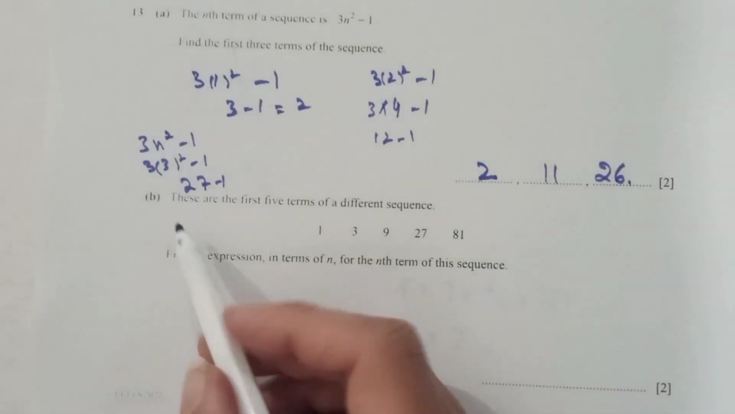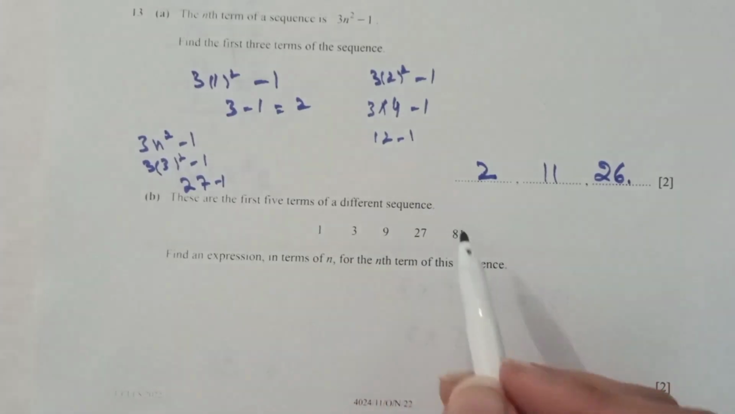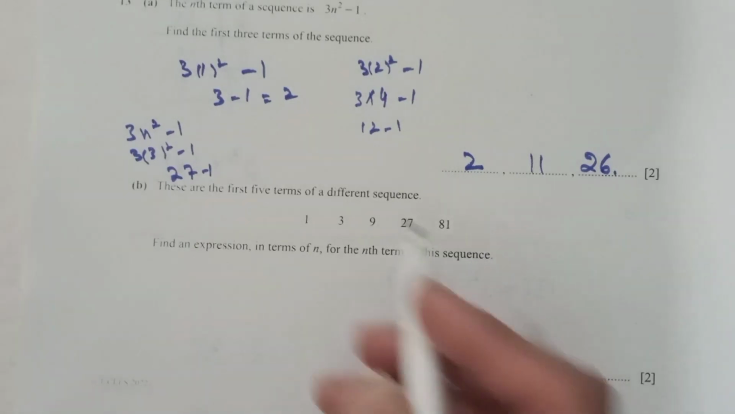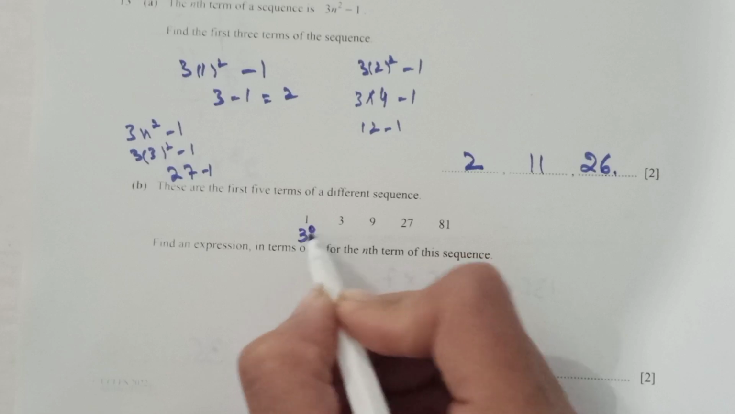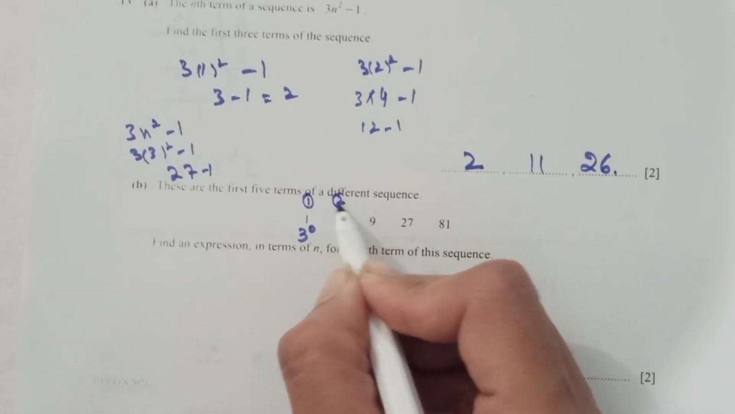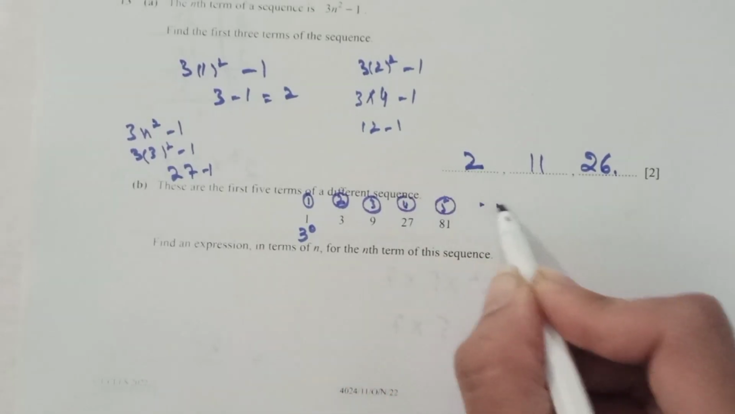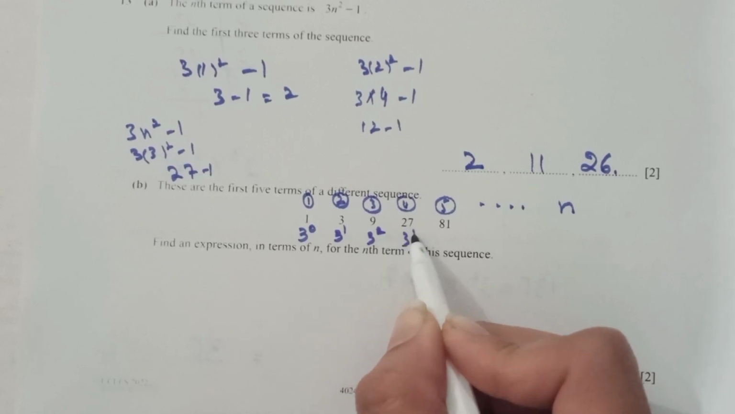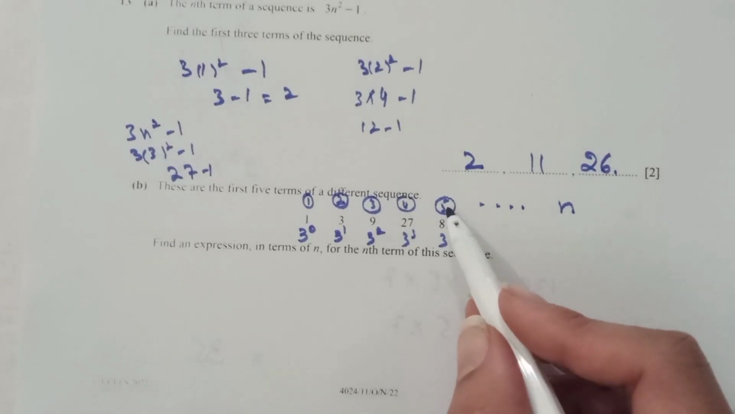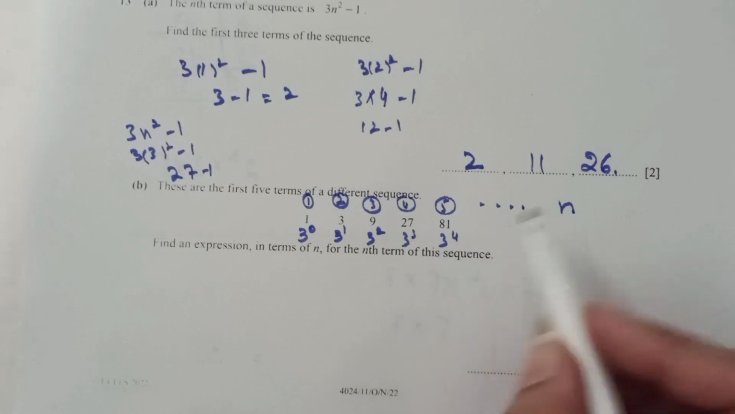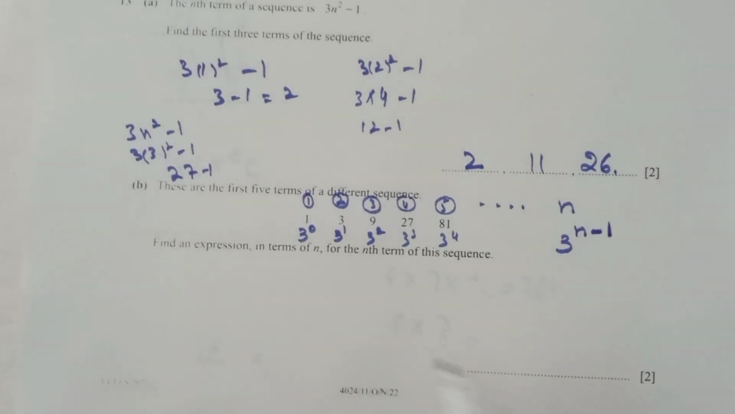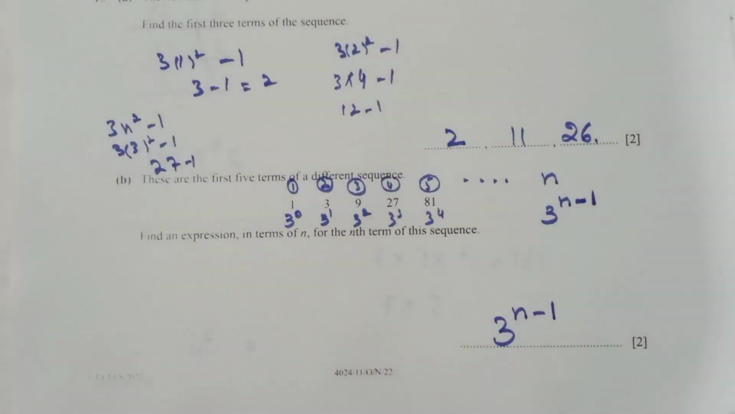That is very simple. Now students, B part: there are the first five terms of a different sequence. Find an expression in terms of n for the nth term of the sequence. First we have to understand what is written there. There are the powers of 3. 3 power 0 is 1, that is our first term, then second term, third, fourth, fifth, and we have to find the nth term. That is 3 power 0, 3 power 1, 3 power 2, 3 power 3, 3 power 4. See that the power is 1 subtracted from the term number. It means at the nth term we have to subtract 1. 3 power n minus 1. Now students, that is the nth term of this sequence. Question number 13 is also solved.